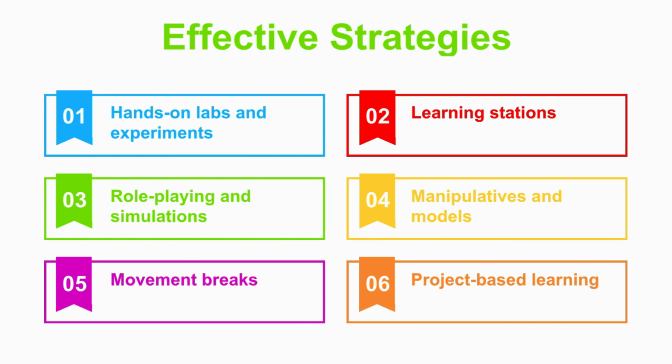So some effective strategies when addressing kinesthetic tactile learners: hands-on labs and experiments. So wherever there's space available, you can create hands-on activities, hands-on labs and experiments. This doesn't just have to be with science. This could be with social studies. It could be with English. So it's not limited to just one subject matter when we talk about labs and experiments.